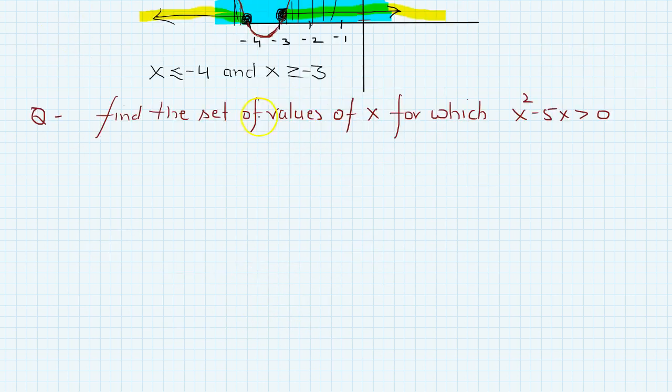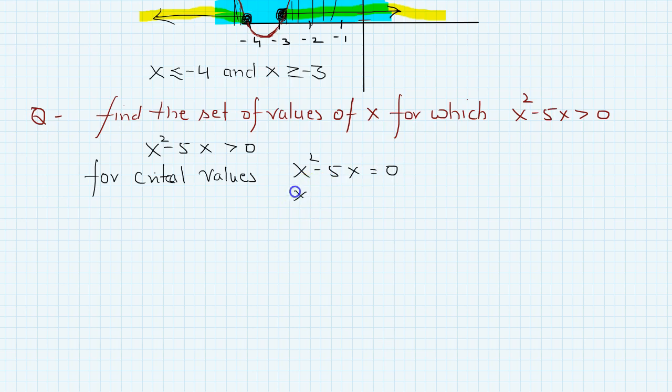Let's take another example. Find the set of values of x for which x squared minus 5x is greater than 0. For critical values, we have x squared minus 5x equal to 0, with x common. We have x minus 5 equal to 0, so the values of x will be x is equal to 0 and x is equal to 5.